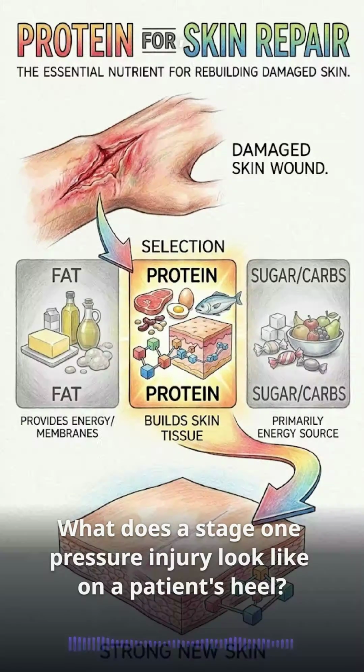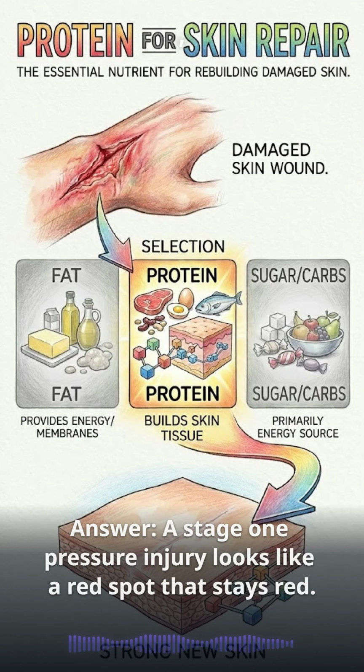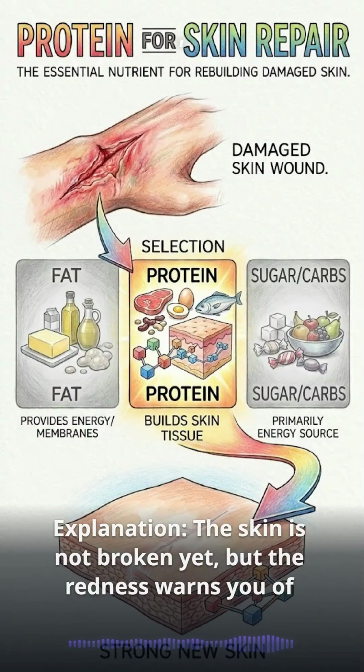17. What does a stage 1 pressure injury look like on a patient's heel? A stage 1 pressure injury looks like a red spot that stays red. The skin is not broken yet, but the redness warns you of danger.